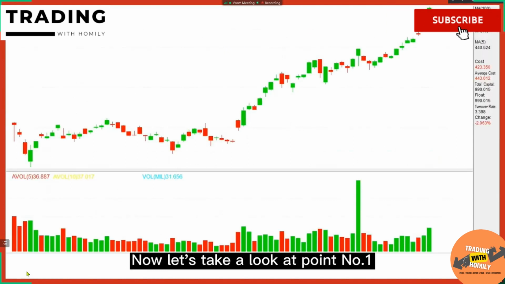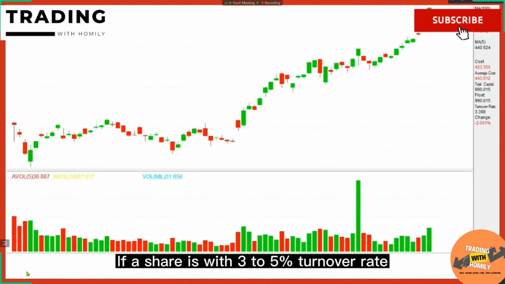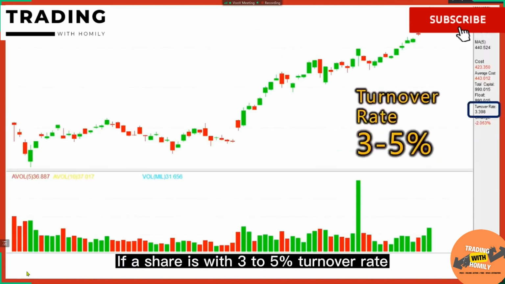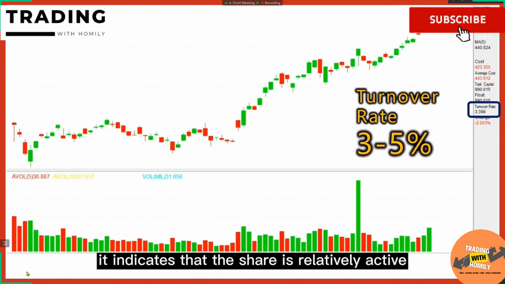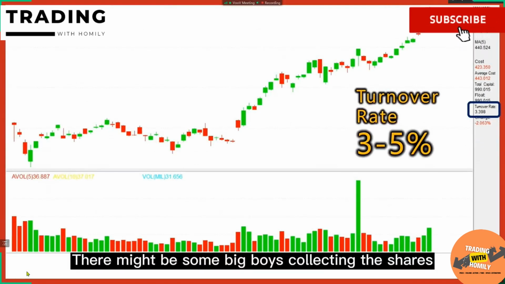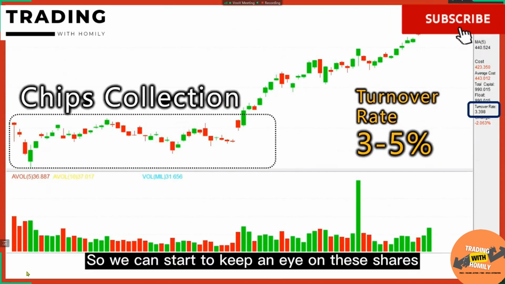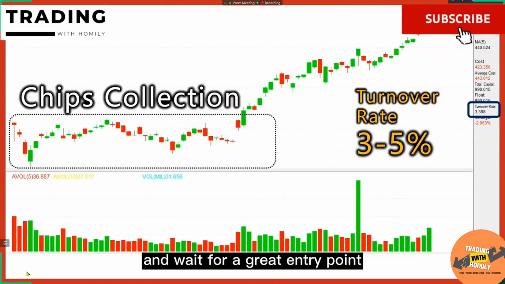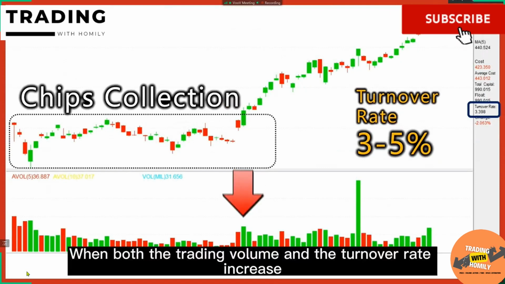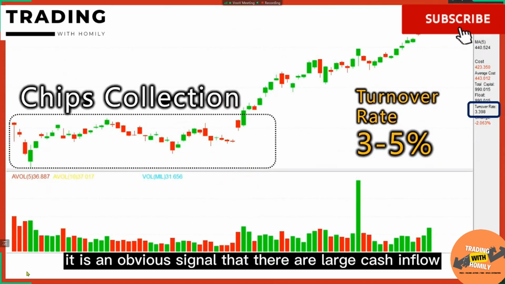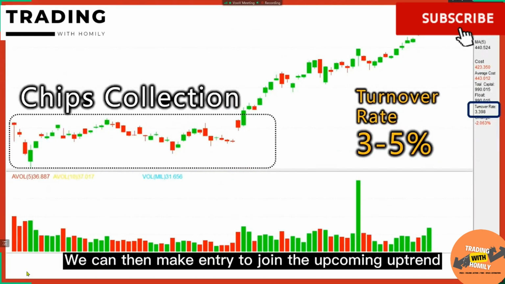Now, let's take a look at point number 1. If a share has a 3 to 5% turnover rate, it indicates that the share is relatively active. There might be some big boys collecting the shares, especially when the share price is at the bottom point. So, we can start to keep an eye on these shares and wait for a great entry point. When both the trading volume and the turnover rate increase, it is an obvious signal that there is large cash inflow into the share. We can then make an entry to join the upcoming uptrend.